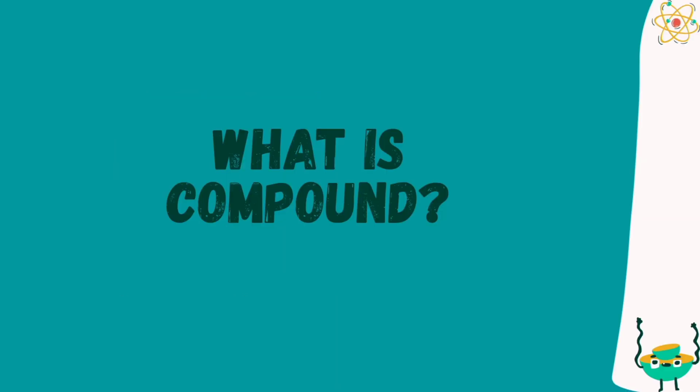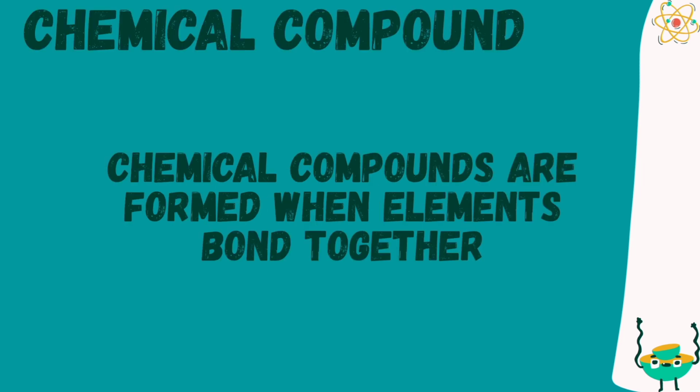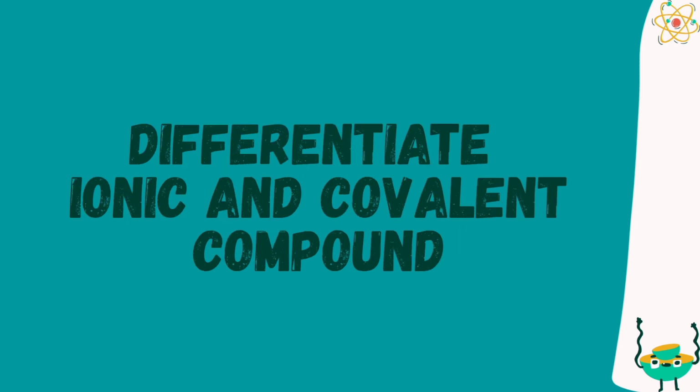Okay, before we start, let us define what is a compound. Chemical compounds are formed when elements bond together. So basically, these are just a combination of two or more elements. What is the difference between ionic and covalent compounds?